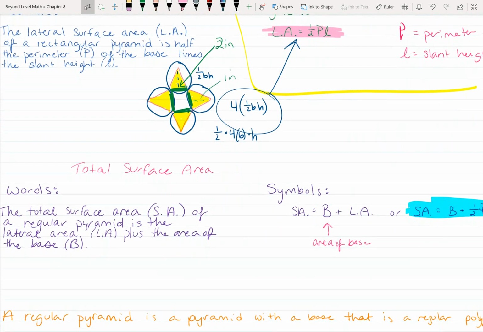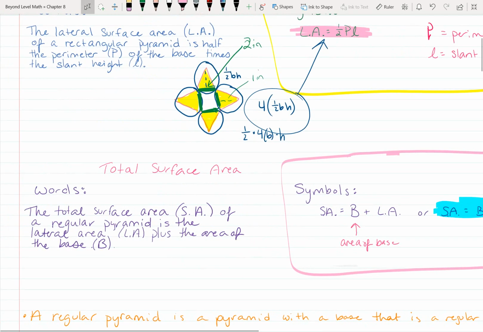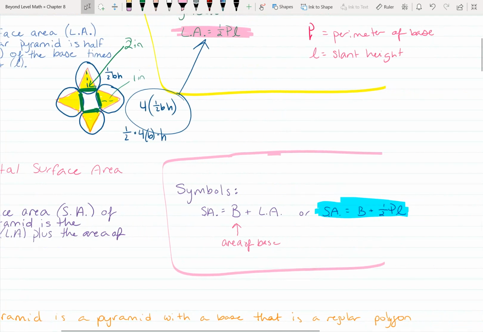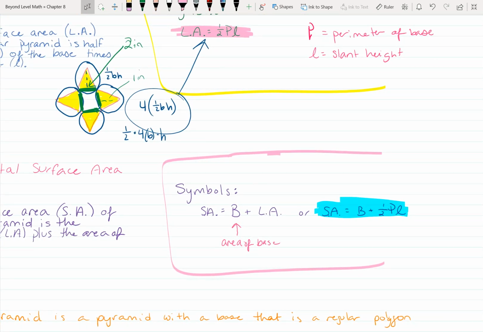Now, this, again, I'm going to highlight what I need you to write down, what I just boxed out. That's what you need to write. The words are just explaining what I'm going to explain. But this is the total surface area. This is our formula for total surface area.